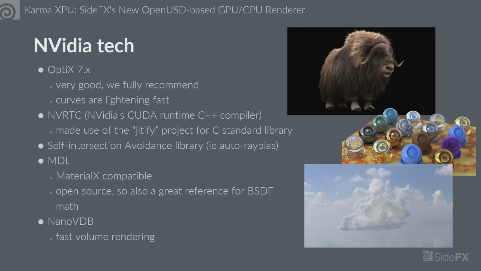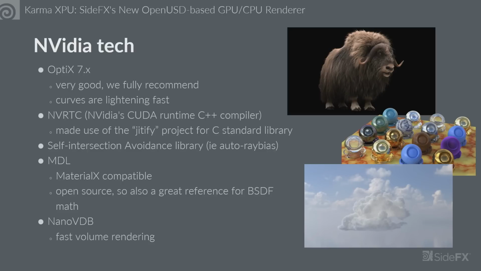Now I'm going to acknowledge some NVIDIA tech that we found useful while developing XPU. OptiX 7 has been very good. We fully recommend it. In particular, the curves are very fast. Our customers are often commenting on how fast their hair and fur assets render with XPU. There is NVRTC, which is NVIDIA's runtime C++ CUDA compiler, which has been great for our runtime shader compilation.